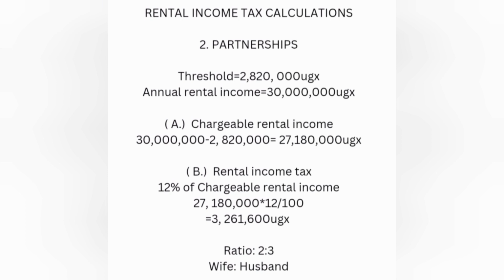So if we are to calculate the rental income tax in example B, the threshold, of course, remains the same, 2,820,000, and the percentage that has to be charged from the chargeable rental income is 12%. So it's still constant. 12% is constant. So to get the rental income tax, we charge 12% of the chargeable rental income, which is 27,180,000 times 12%, where we get 3,261,600.